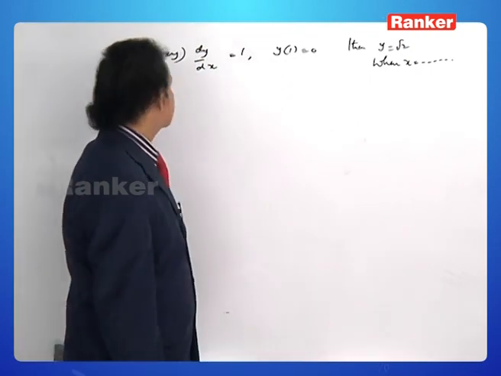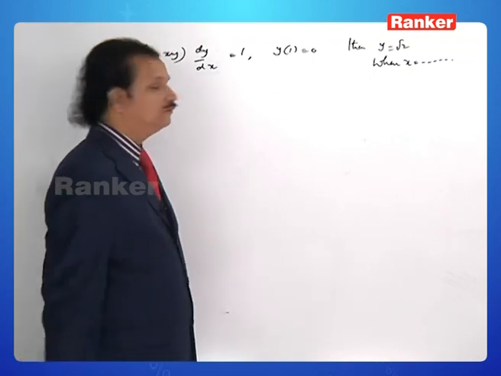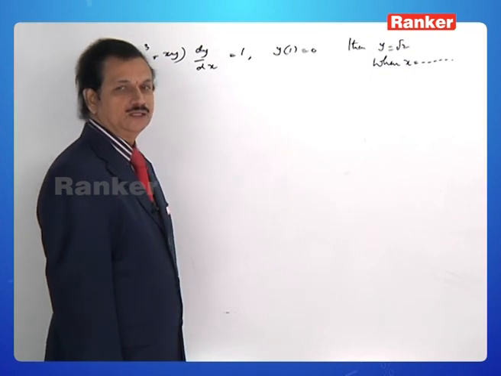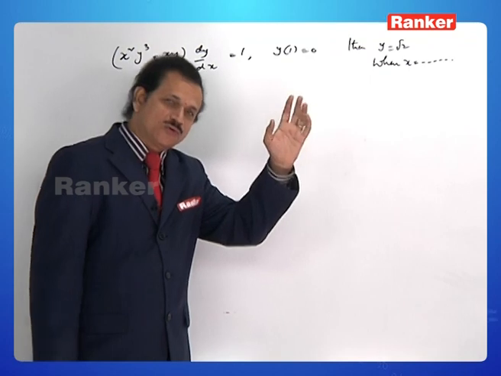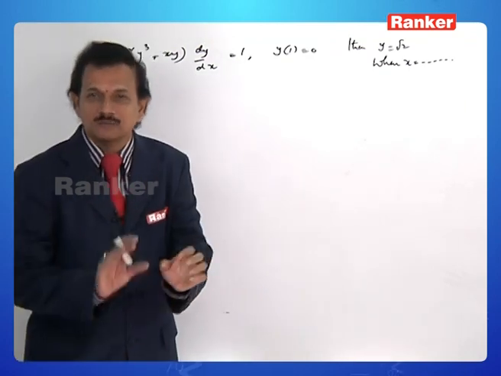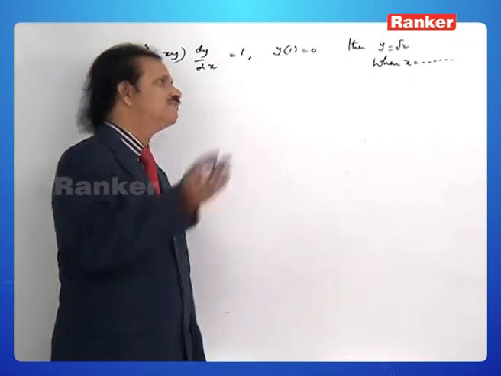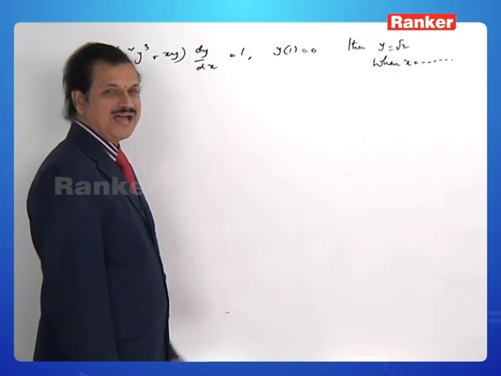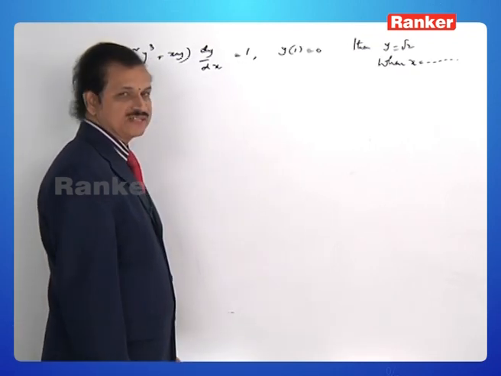Yes, look at this. x square y cube plus xy into dy by dx is equal to 1, and y at 1 is 0. Then he is asking in a different way: y becomes root 2 when x is equal to how much? So we are supposed to find the value of x for which y is equal to root 2. Okay, let us try. Well, my dear, if you have dy by dx is equal to 1 by x square y cube plus xy, isn't it?